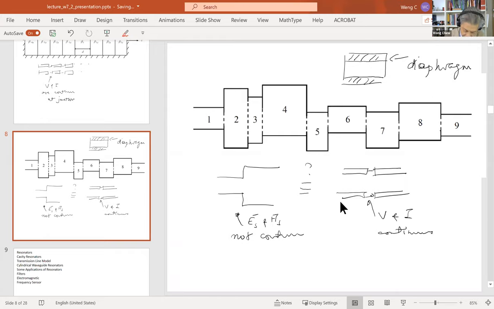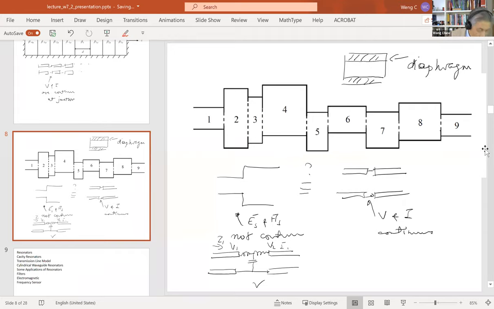However, microwave engineers are clever. In the event that the currents are not continuous, they replace them with such a model that they put inductors and capacitors at the junction, so that V1 is not equal to V2, I1 is not equal to I2. You put in simple lumped elements at the junction to account for the fact that the current and the voltage are not continuous. And yet with this, you can use transmission line theory and Smith chart to solve this rather complicated looking waveguide problem, or multi-junction waveguide problem.